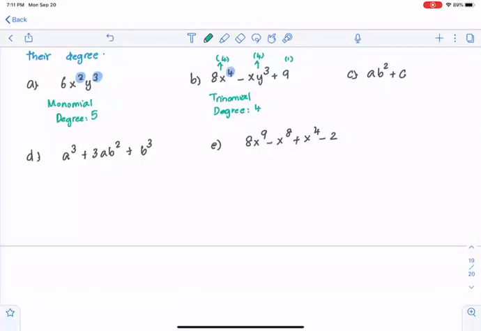The next one is a binomial because we have 2 terms. The degree of the first term is 3 because a has a power of 1, b has a power of 2. You add them together, we will get 3. C has a power of 1, so the biggest of the 2 degrees is 3. The next one is a trinomial.